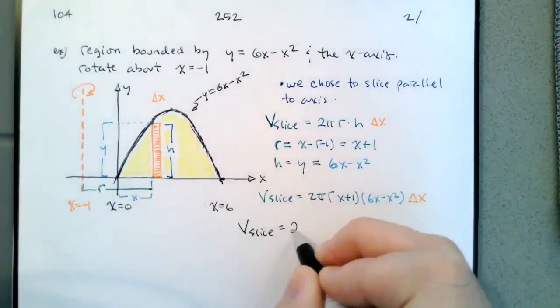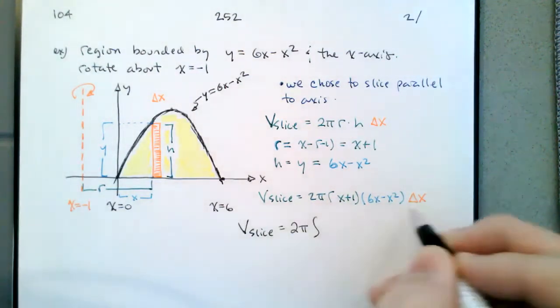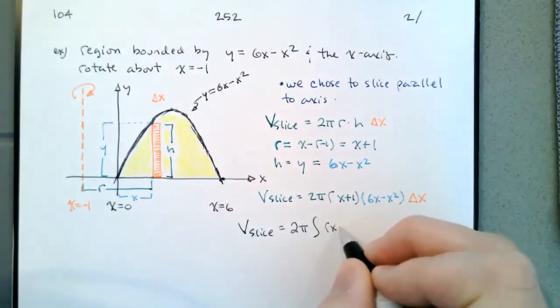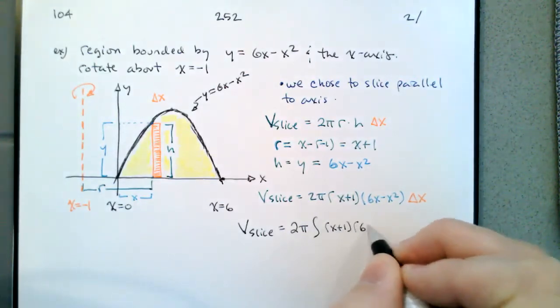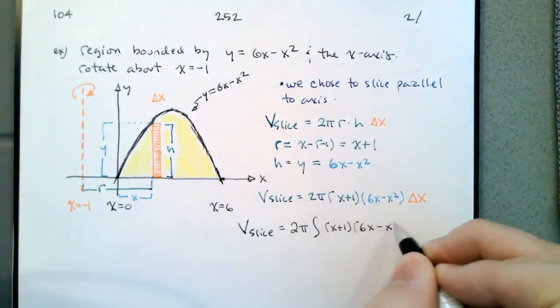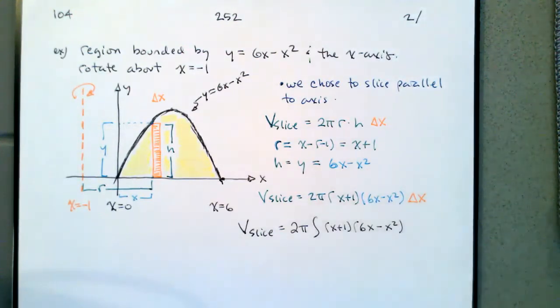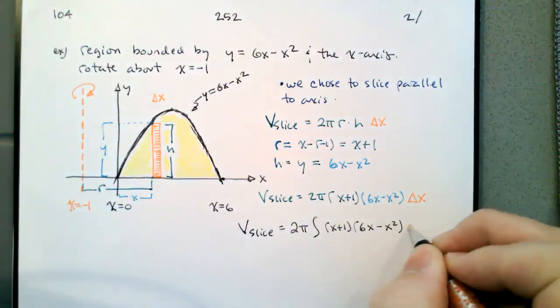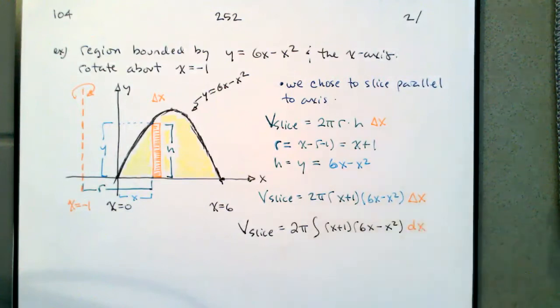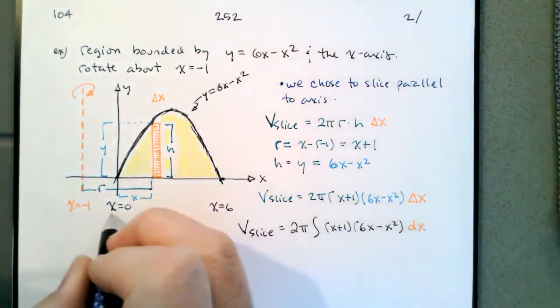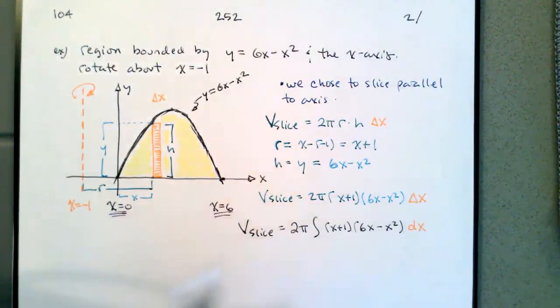I'm going to factor out the 2 pi. We're going to integrate this expression. I'm not even going to bother simplifying the expression. My algebra class is like, oh man, why do I got to do this? The discrete delta x becomes a continuous dx, and we find the values of x for which there's a slice. And the slices go from x equals 0 to x equals 6.